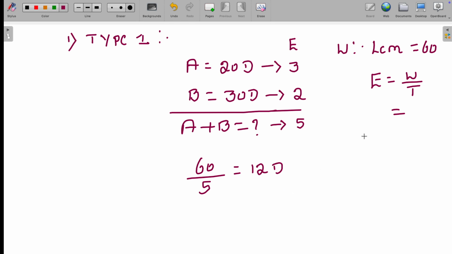Efficiency and capacity are both the same. To find efficiency, work divided by time. I give 60 parts of work. How many days will you take? Actually 20 days. Then in one day, how much work can you complete? That is the meaning of 3, or capacity. Efficiency and capacity are the same. If they don't give the work, you have to assume it. Clear? Understood? First type. I will give one example. You try to do it.